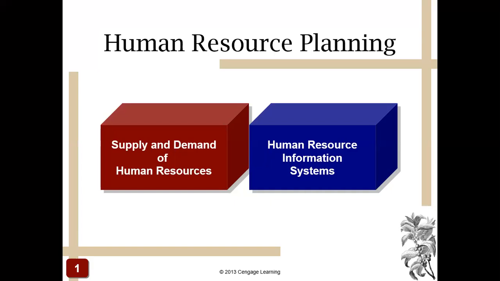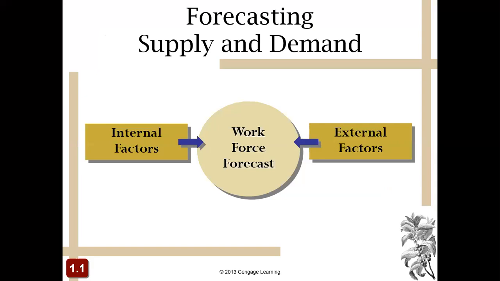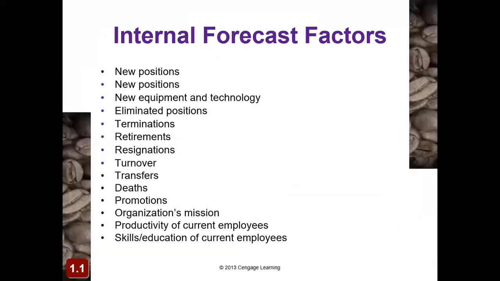So the human resource planning process is about supply and demand on one hand, and the human resource system on the other hand. Again, the system is just how you compile information and store it somewhere, today obviously on a computer. For supply and demand, what are the internal factors that contribute to the workforce? What are the external factors? We're going to take a look at that and we forecast it.